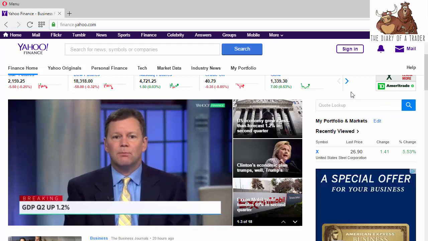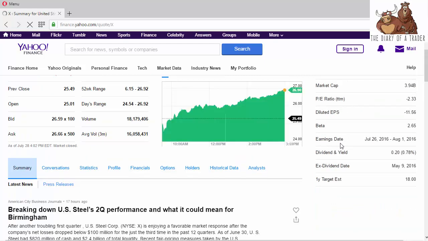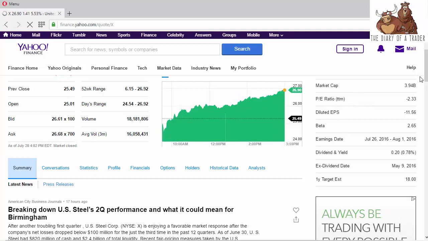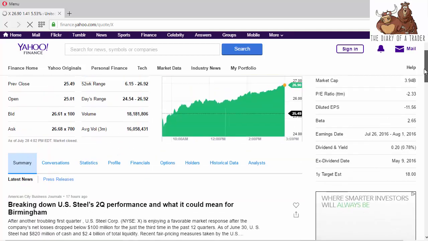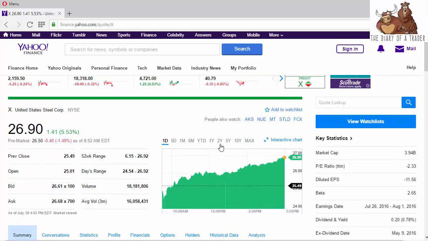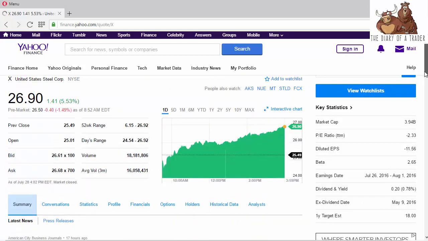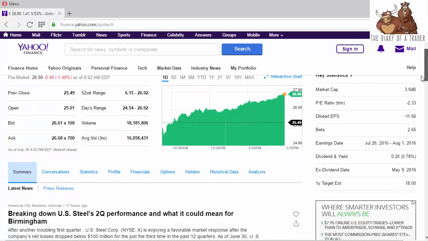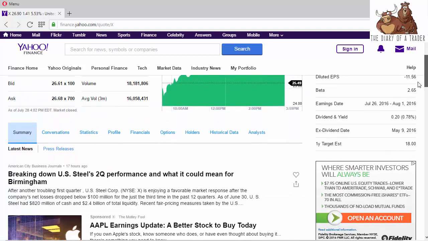Having said that, you can go to the quote lookup. In this case, I'll just do US Steel. Pretty straightforward. X, letter X, and it will go to the summary. It'll show you the charts. It'll give you some information, PE ratios, and things like that. And you can change the charts, which of course helps with any technical analysis you want to do.